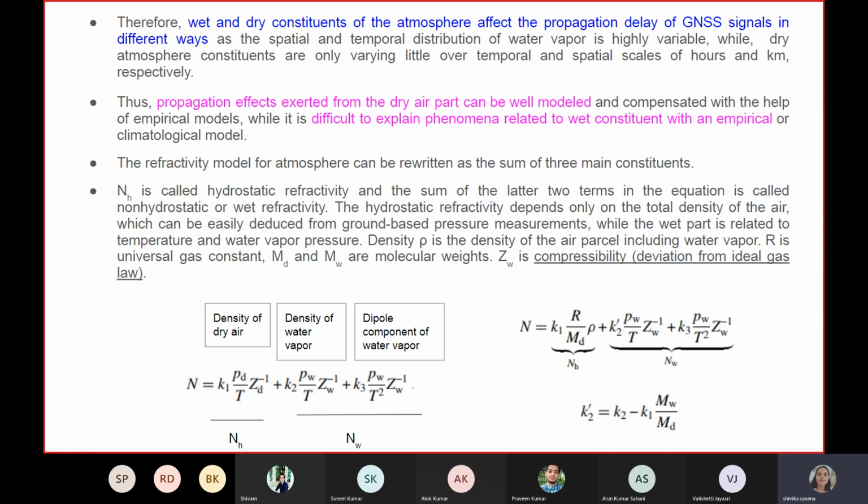Okay, so capital N is composed of hydrostatic N plus wet N. That means hydrostatic refractivity plus wet refractivity. Now, wet refractivity is again composed of two portions. One is due to the density of water vapor, as you can see the middle term in the equation, as well as the dipole component of the water vapor.